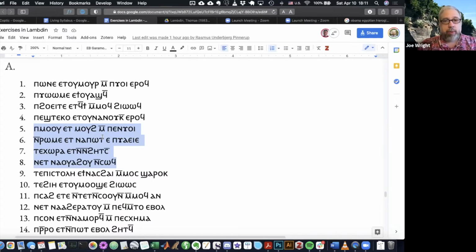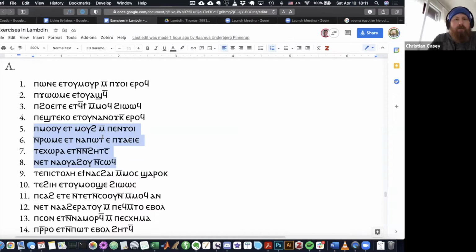All right, number 5. Pama'u et much penjoy. That would be the water which fills our ship. Yeah. And it could be which is filling, like if we're in an emergency situation, it's the water that's filling our ship. Or it could be the water that fills our ship. It could be kind of adjectival. This could mean something like bilge water.